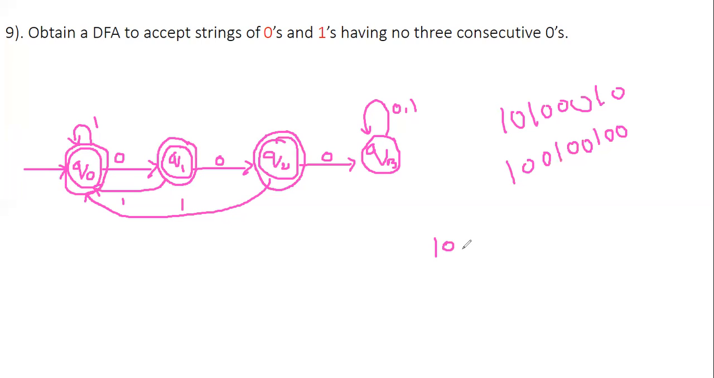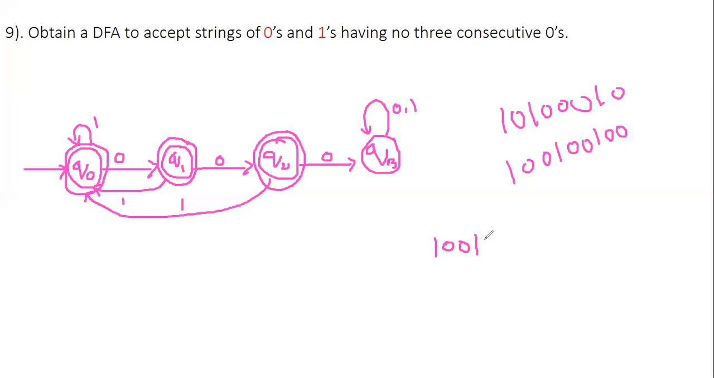Q0 is a final state, so it will be accepted. With 10, we don't have three consecutive zeros. So with 10, Q1 will be the final state. Okay, so this will be accepted. Then 00, if it is available, then see here, 100. Q2 is the final state. Okay, so it will be accepted. After Q2, if it is 1, then it will be going back to Q0. Yes, it is also a final state, so it will be accepted over there.